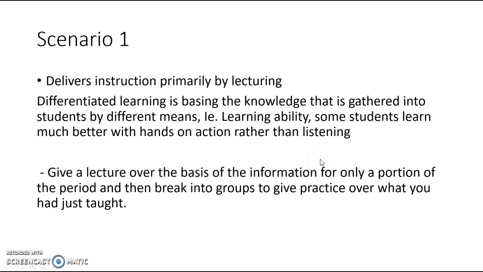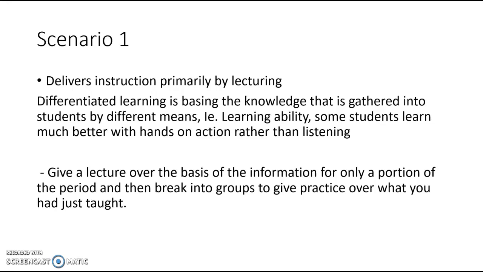So then we're going to talk about some scenarios that were given and why they may not work in a differentiated classroom, and how we can go about coming up with some way to fix it. Scenario 1 says that instruction is delivered primarily by lecturing. One of the three categories that we look at in differentiated learning is learning ability, the idea that some students don't learn the same as other students. While a lecture may be vital to one student, it may completely go over another one's head.